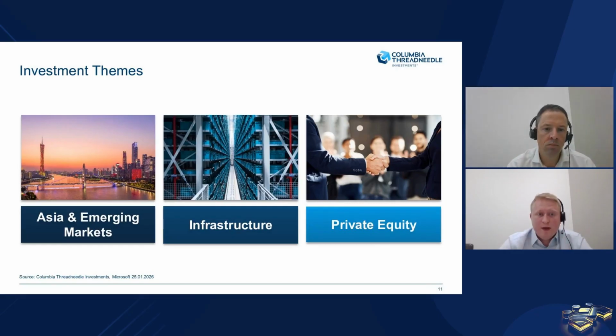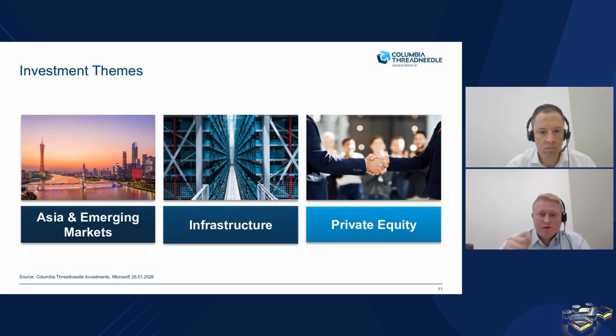The second point, the middle one, infrastructure. Now, I'm sure lots of listeners and watchers today use artificial intelligence in terms of chat tools, etc. And we hear lots about it in the media. But over the last 10 years, technology businesses have really powered market returns.